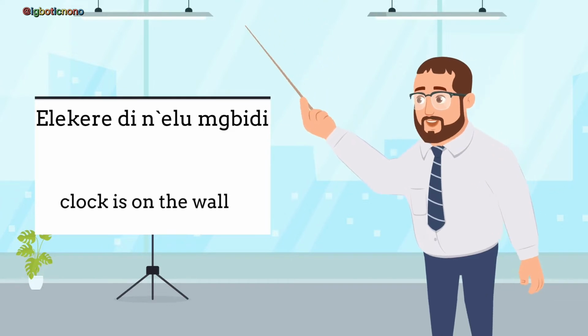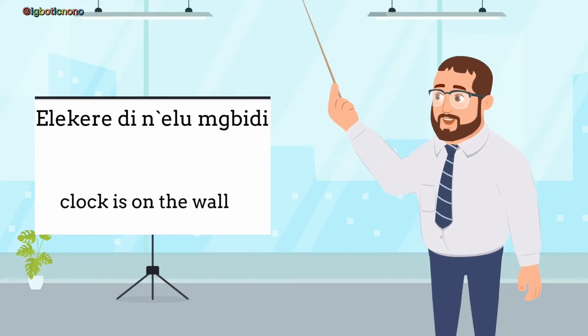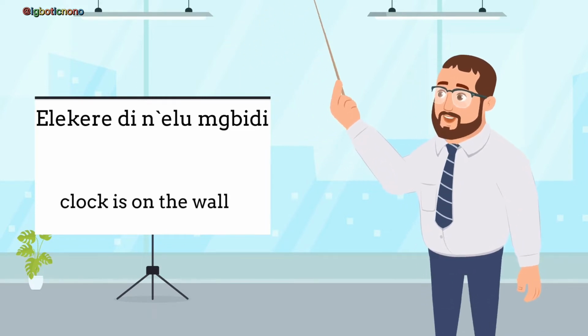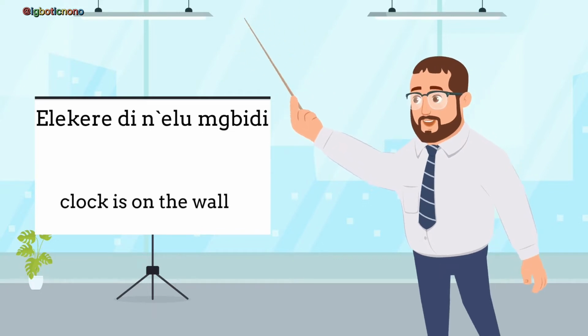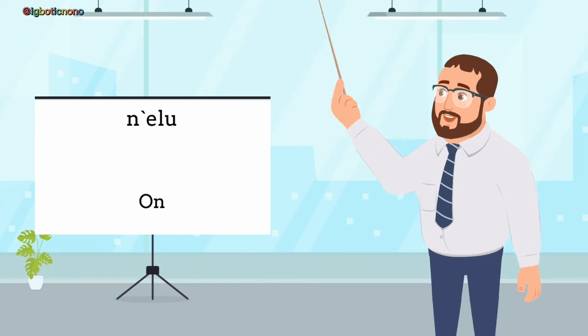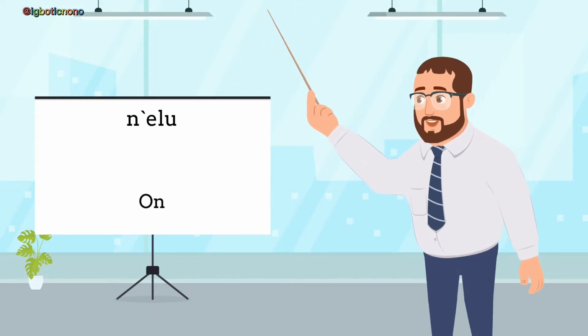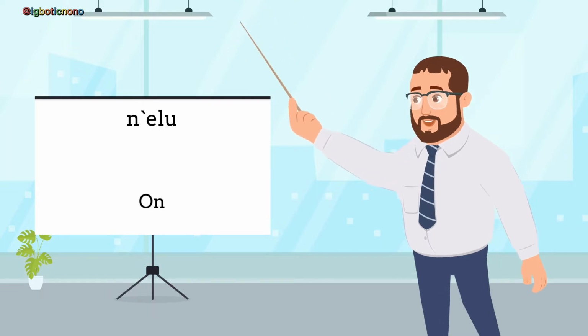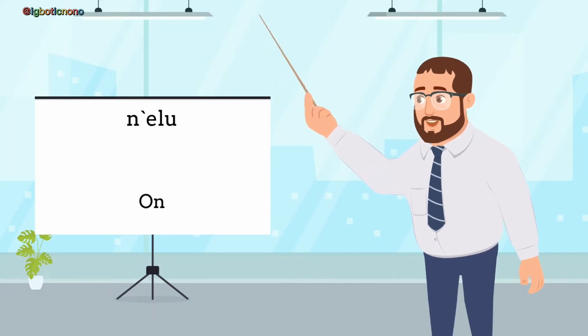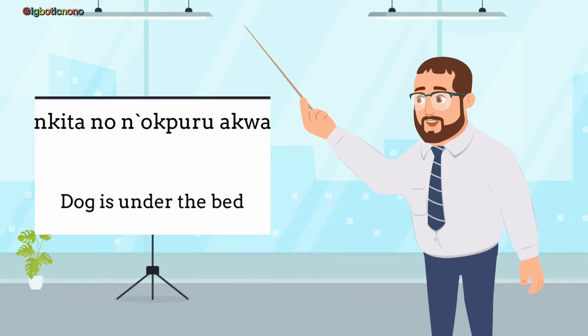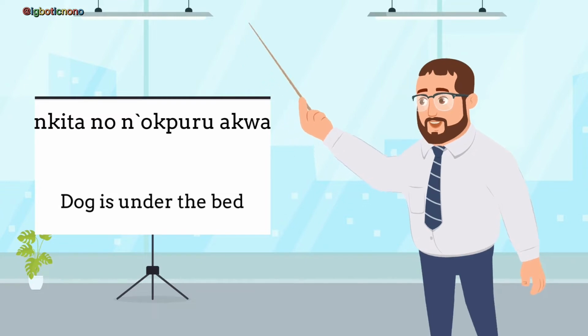Elekere dị n'elu mgbidi. Clock is on the wall. Elekere is clock. So the preposition here is n'elu, on. When something is on the table, it is on or n'elu. So on here is the preposition.